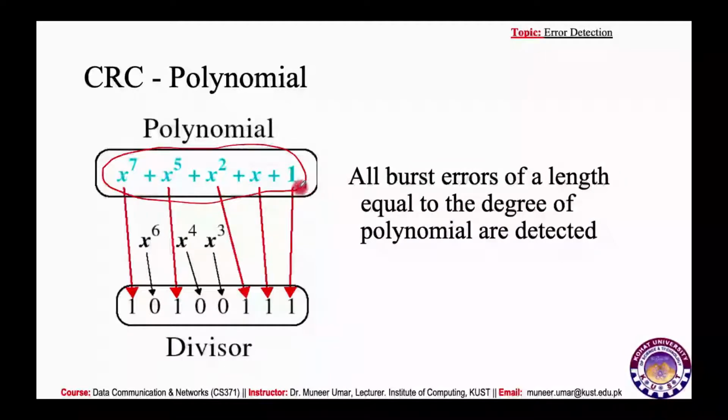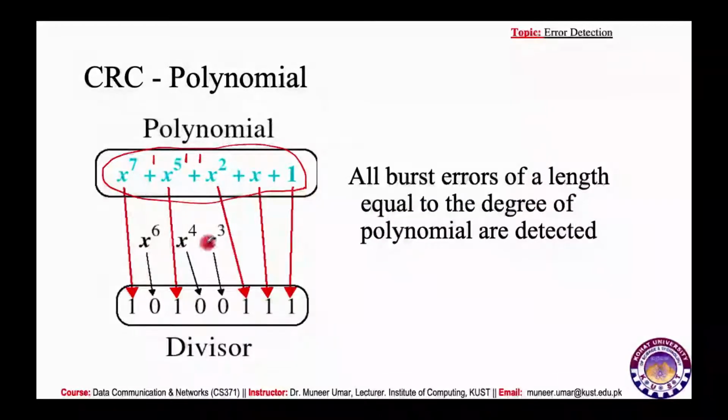So this one is x power 0, x power 1, x power 2, x power 3 is skipped here, x power 4 is skipped here, then x power 5, and x power 6 is skipped. So for the present values, we are giving 1. So here we have 1s.